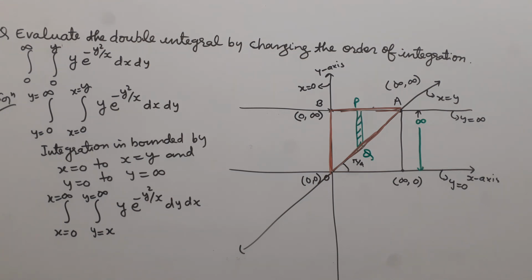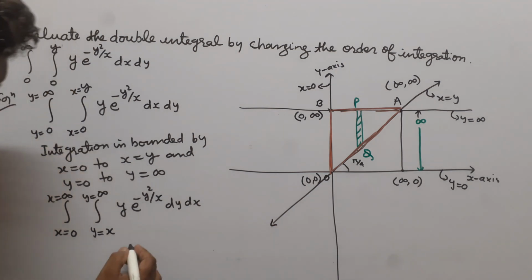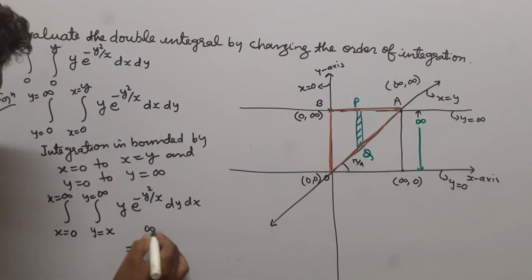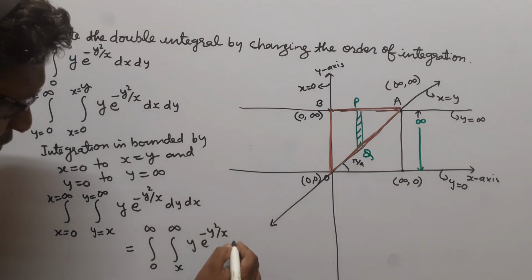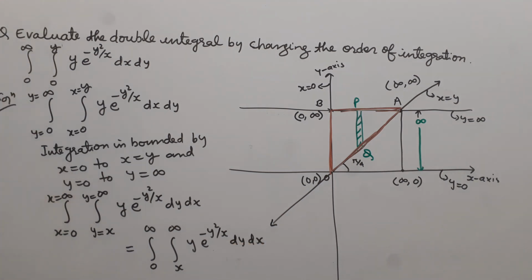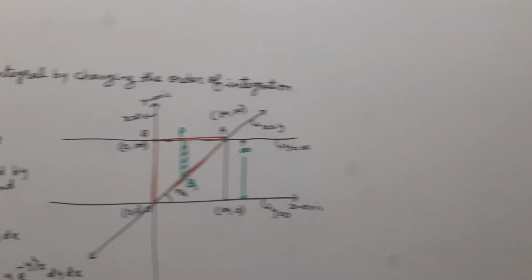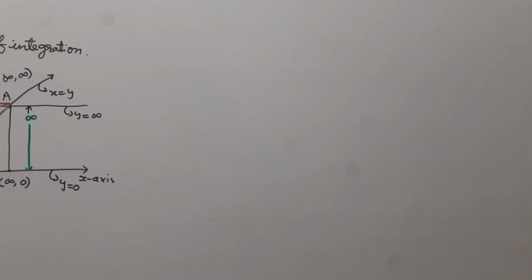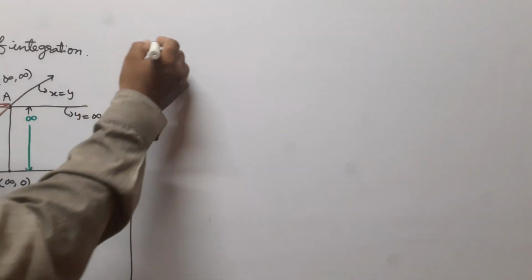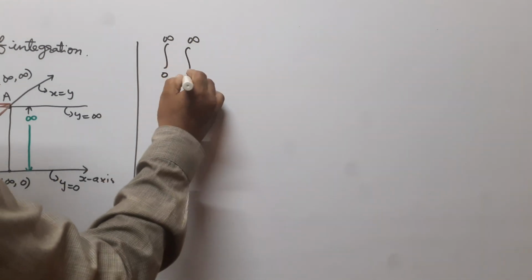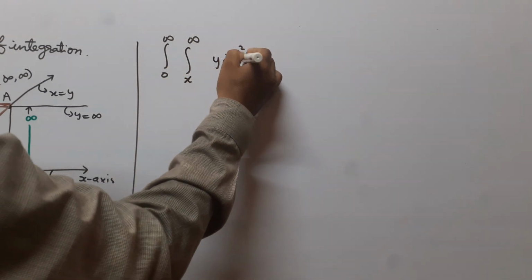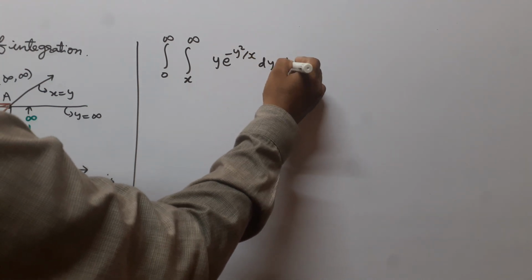Now on changing the order of the double integral, the double integral can be written as 0 to infinity, here x to infinity, and y e to the power minus y square upon x dy dx. Now this double integral we evaluate. Now we can see here the double integral is 0 to infinity, x to infinity, and y e to the power minus y square upon x dy dx.